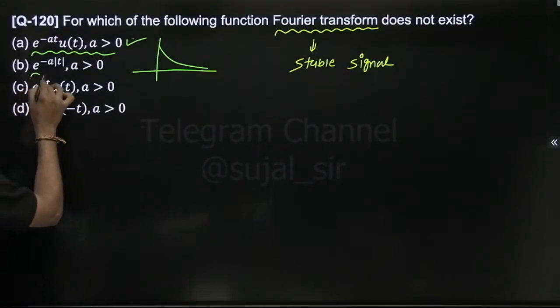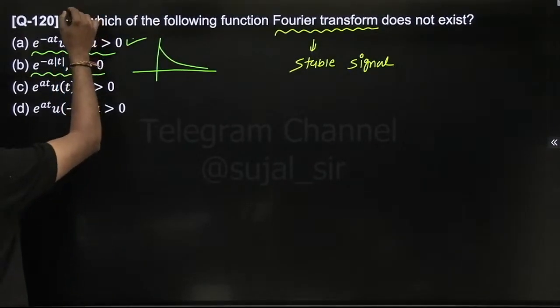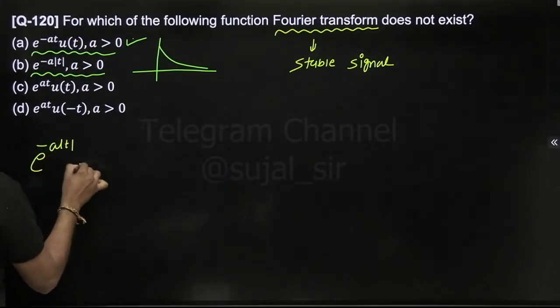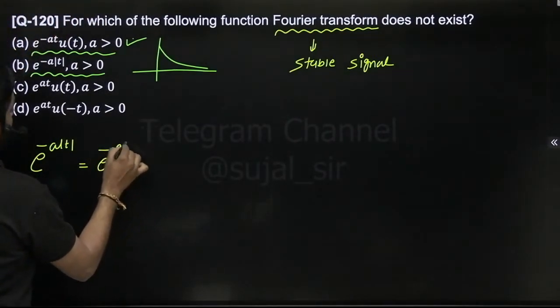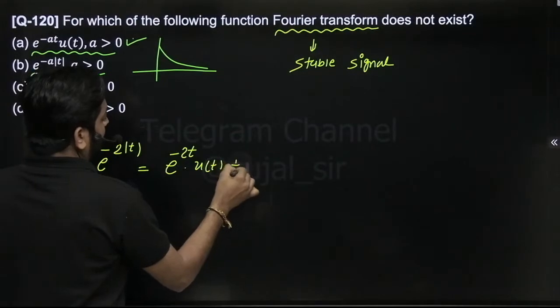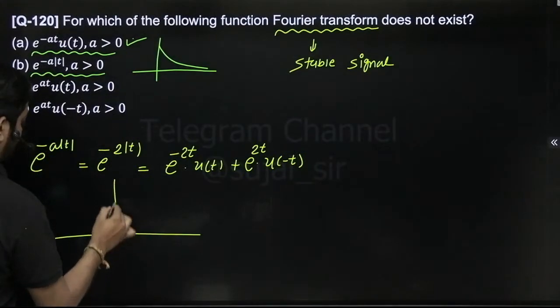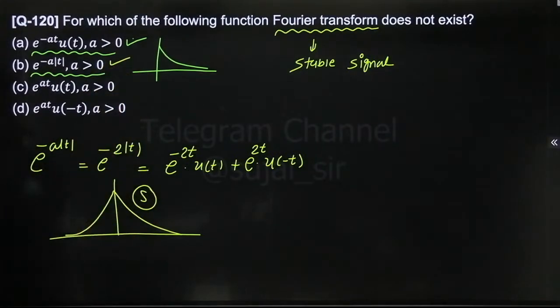Now here, e power minus a mod t where a greater than 0, guys. Again same thing. Let us consider a equal to 2, so e power minus 2 mod t is nothing but e power minus 2t into u of t plus e power 2t into u of minus t. So this is exponential decaying on both sides. So here also this is a stable signal, guys, so for this also Fourier transform is defined.